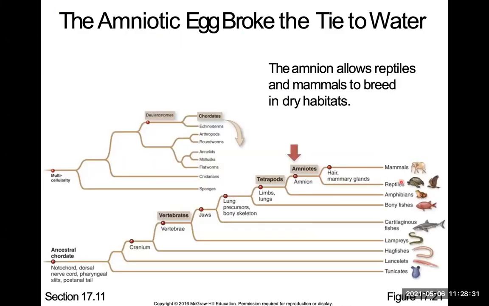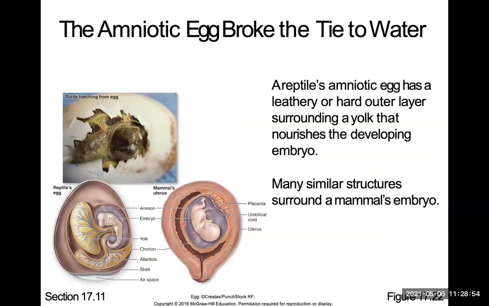So next we have reptiles, and reptiles and mammals have something called the amniote, or amniotic sac. Maybe you heard about it being called amniotic sac. So it allows reptiles and mammals to breed in dry habitats. So they don't need water, because this amniotic sac keeps the embryo moist. It doesn't dry out. So they solve this problem with the amnion.